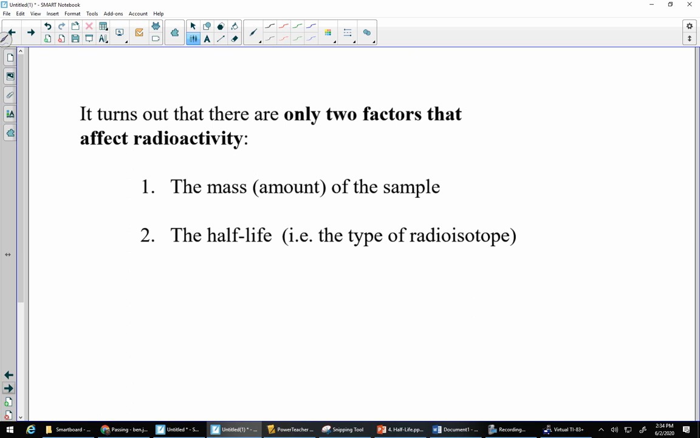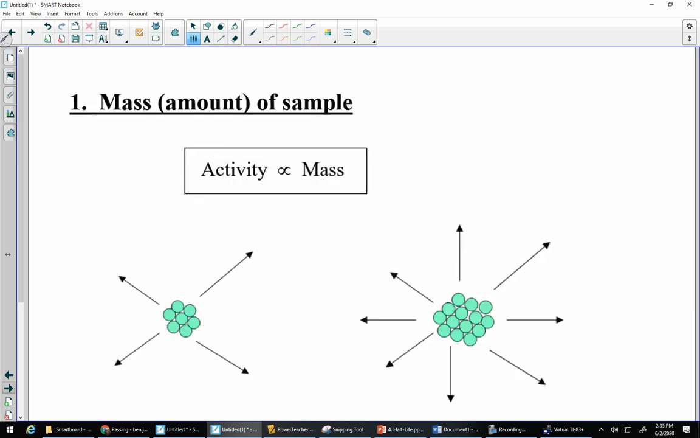Turns out there are only 2 factors. That's right, only 2 factors that affect the radioactivity. So the amount or the mass of the sample that you've got in the first place, and then the half-life, or in other words, the type of radioisotope that you've got. And we're going to explore both of those in a second. Well, I mean, mass right now, literally a second.